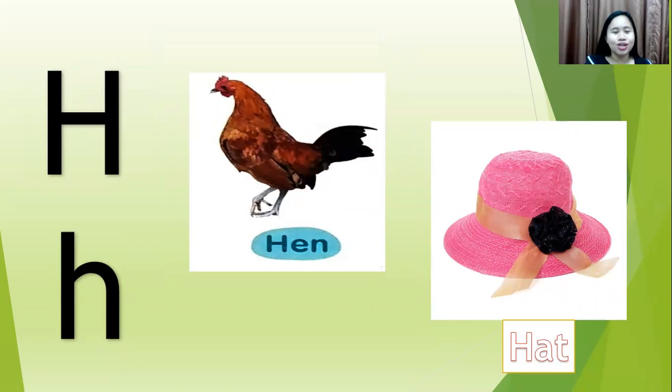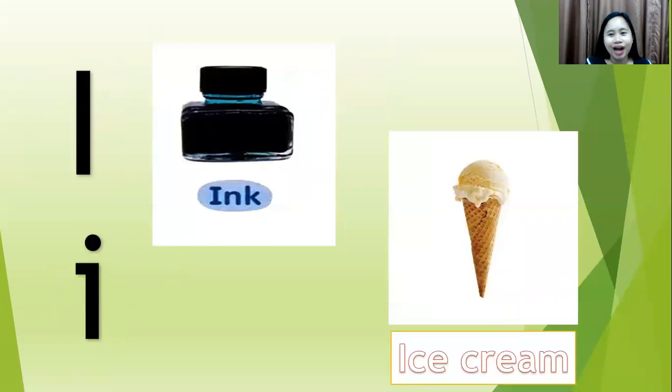Next is letter H. Again, H. These are the examples of letter H, but before anything else, this is the capital letter H. This is the small letter H. What is the sound of letter H? The sound of letter H is ha. Again, ha. Very good. These are the examples. Hen. Again, hen. Hat. Again, hat. Very good.